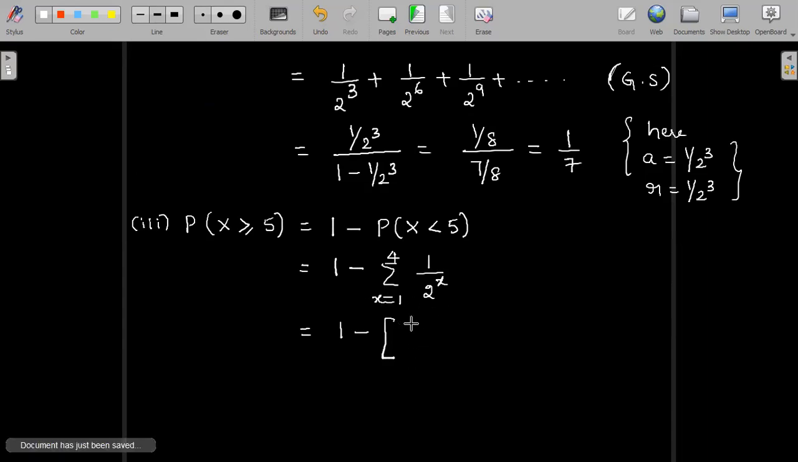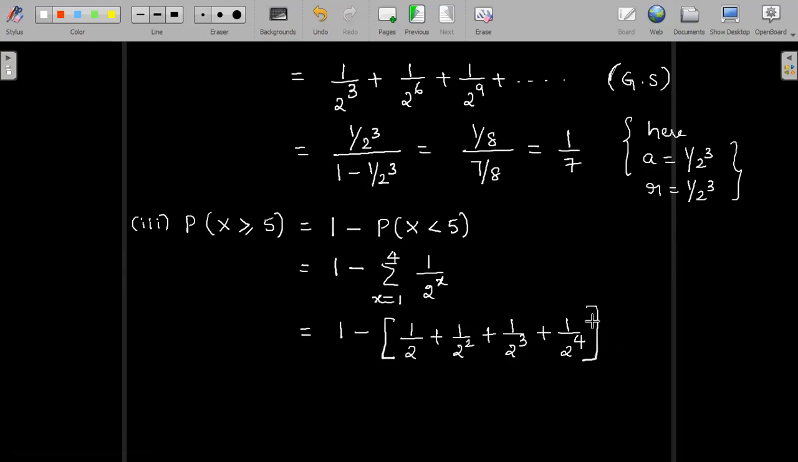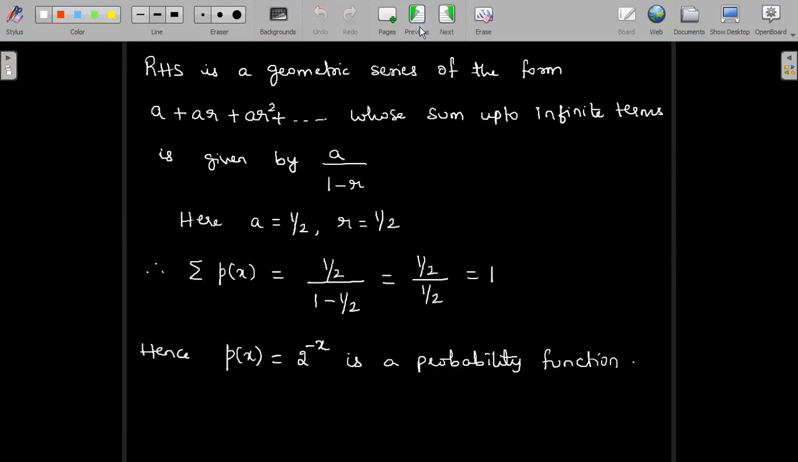So this is x is equal to 1 now. So 1 by 2 plus 1 by 2 square plus 1 by 2 cube plus 1 divided by 2 power 4. All these values we can just use a calculator and sum it up and obtain the answer. This leads to the answer 1 by 16. I'll just show you the previous step.